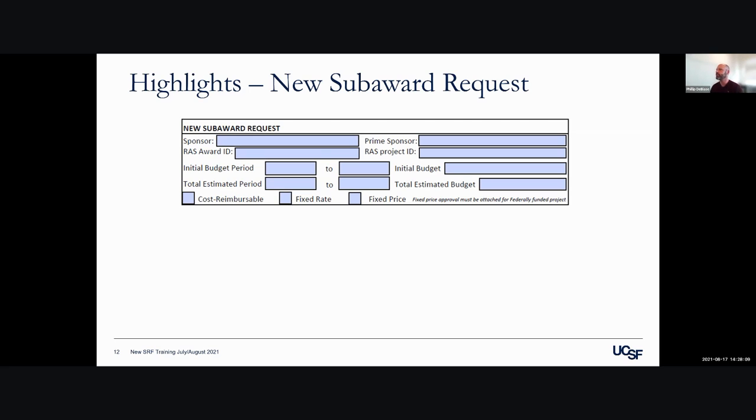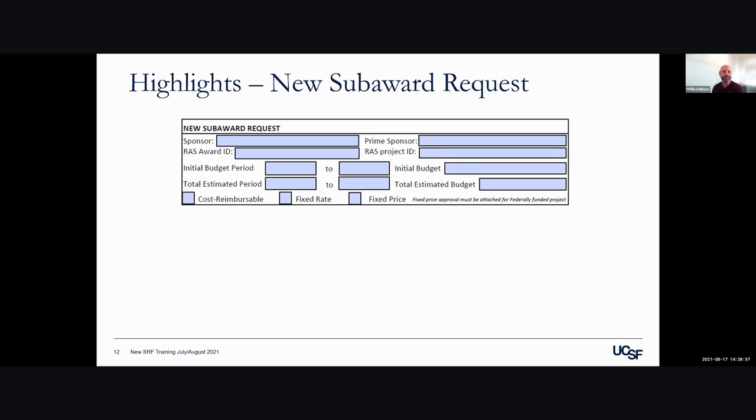So one of the differences, we now just have a section for new. So if it's a new subaward, you fill out this section on the SRF and you don't need to fill out the amendment section. We added a section for prime sponsor. So if there's flow through, sometimes we issue a subaward off of an incoming subaward. It does happen. And so it's good just to identify them there.